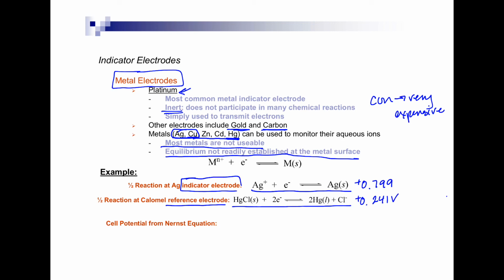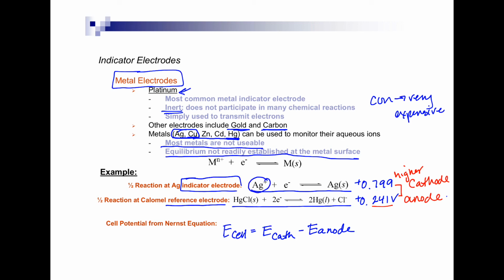Now, when you look at the relative difference between these two, because this one is higher, we know that it's going to be the cathode. And since this one is lower, it's going to be the anode. Now, when I put those into my Nernst equation, I know that E cell is going to be the potential at the cathode minus the potential at the anode. And the reason why the silver is the indicator electrode is because it is sensitive to the silver concentration.